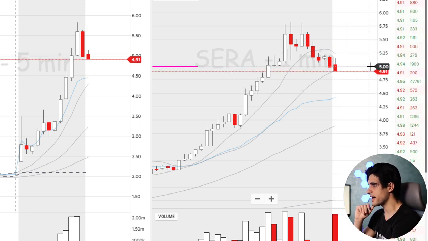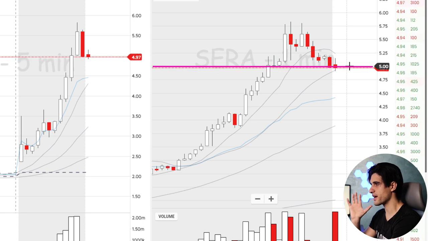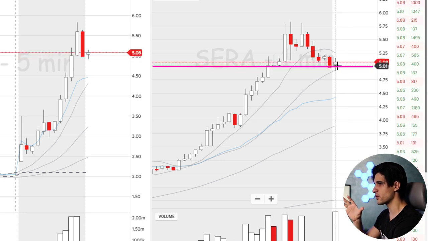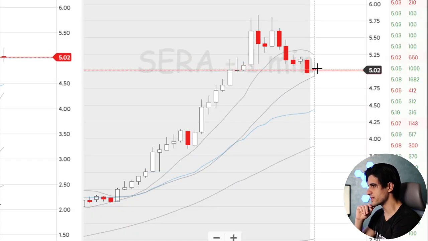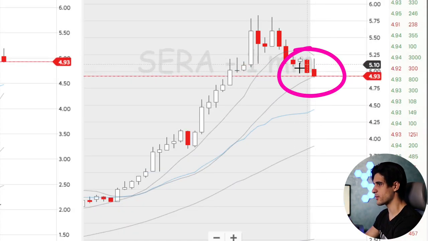Now, what I did, I started paying attention to the $5 round number, because this is where the stock could get bought back from. This is a strong psychological number. The fact that it went below it or that it is above it does not mean anything. This is the area where I'm watching the price.